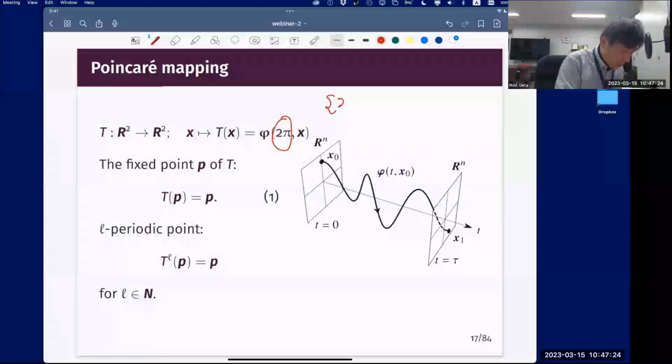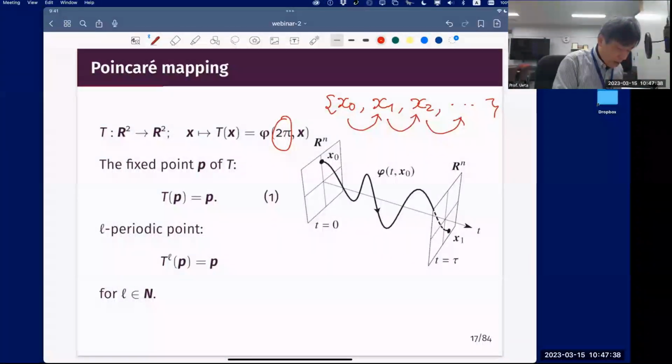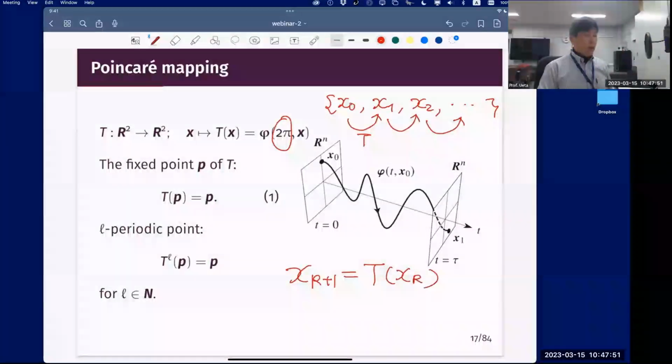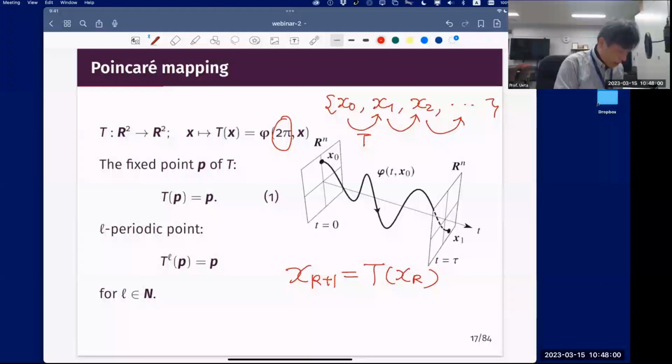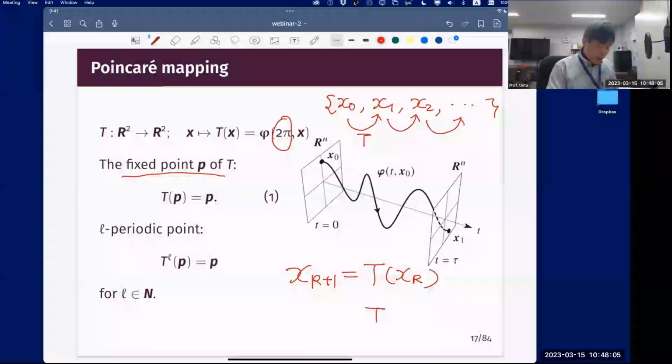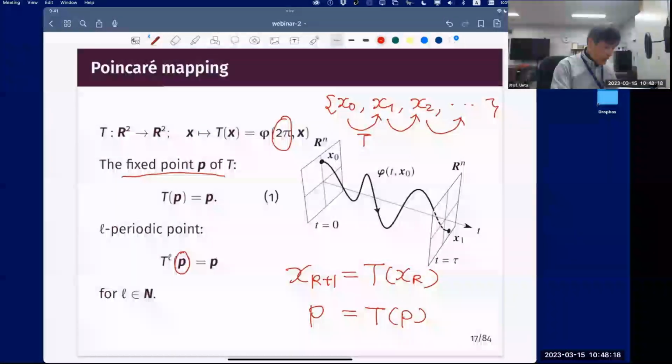So you sample x0, x1, x2 as vector values, and for each transition, we assume the map T. So you can take this equation as a sampled discrete map system. With this equation, there are several special points. Firstly, the fixed point P. If you apply T to P, you get the same P. We call this the fixed point. Similarly, if you apply T to the power of L to P, then you have P. We call this P an L periodic point.